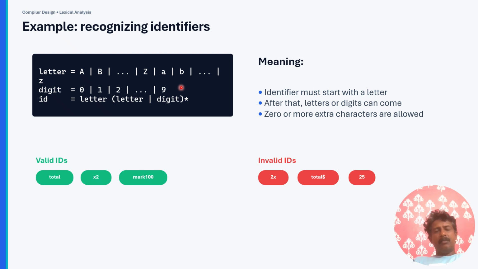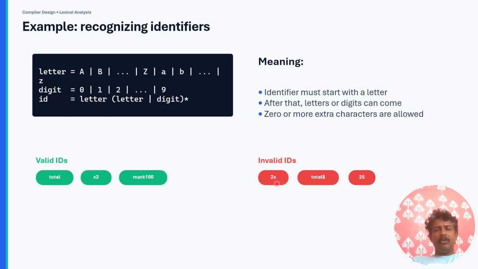Okay, let us take the most common examples. Identifiers. In a programming language, an identifier means a name, like total, x2, or mark100. Here first we define letters, then we define digits. After that, an id should start with a letter, and then it can have letters or digits any number of times. So total is valid, x2 is valid, and mark100 is also valid.